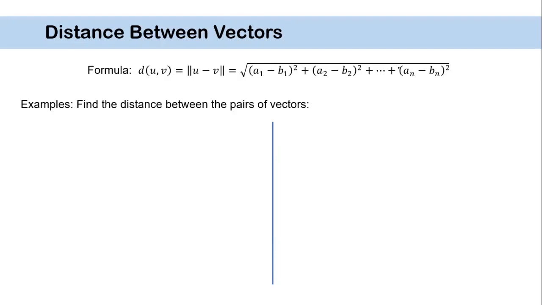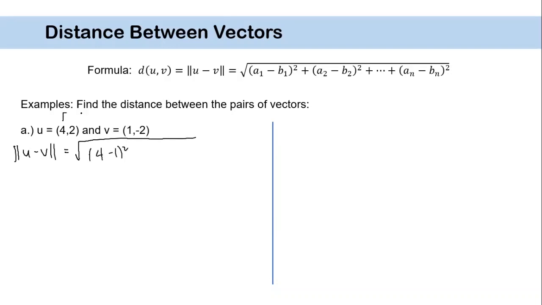For example, we find the distance between these vectors. Una, we have u = (4, 2) and v na (1, -2) yung component. Susundan lang natin yung formula sa taas. So we can say that the distance between u and v is equal to the square root of (4 - 1) squared. Again, ito yung magka-corresponding. Tapos, itong 2 at yung negative 2, squared.